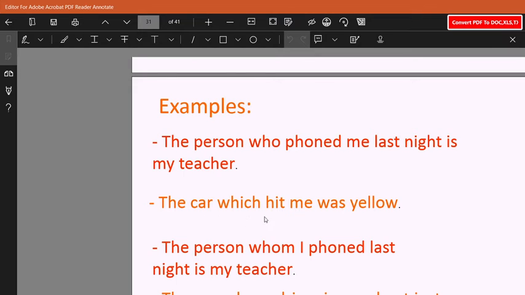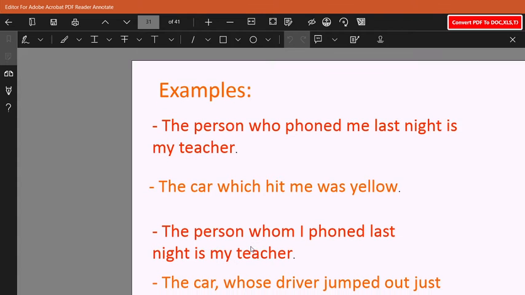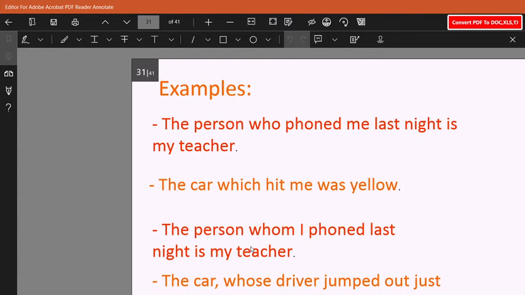Then again, the car which hit me, which means the car. Again the car here is the antecedent, and which is the relation. It is bridging the two sides. On the one side there is the car, on the other side there is hit me was yellow, meaning something is said about the car and the car has done something. So this part, hit me was yellow, is bridged with the main noun the car by the use of a relative pronoun, which we call which. Then comes the person, whom I phoned last night is my teacher.